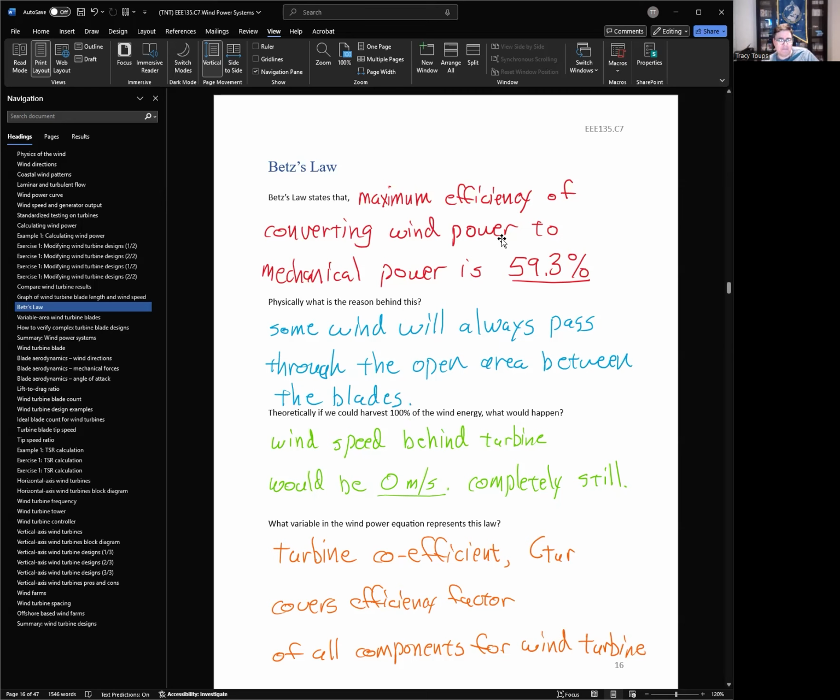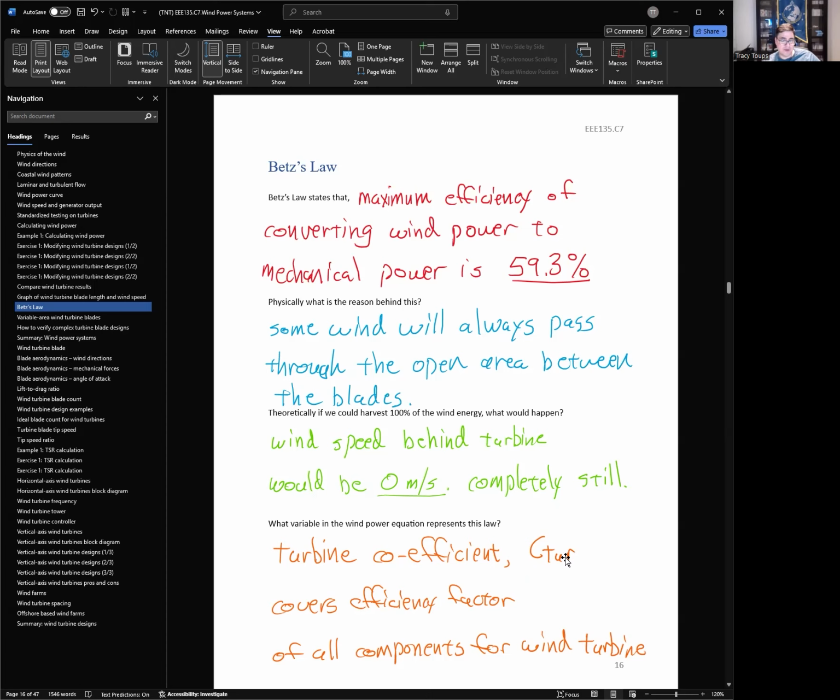Okay. And even the best possible, saying, oh, let's cover like 30% of the area with the blade and let 70% of the wind through, or whatever the mechanical engineers want to try, they could not break that 59.3%. They tried, and they said, this is the limit. So we've got to live with it. Okay. What variable in this wind power equation represents this law? So remember that turbine power we calculated? This 59.3% is baked into that turbine coefficient.